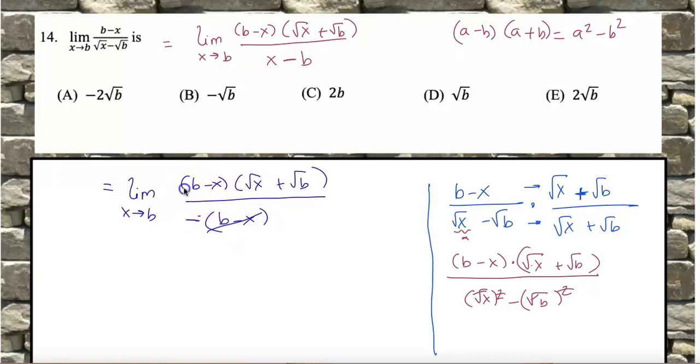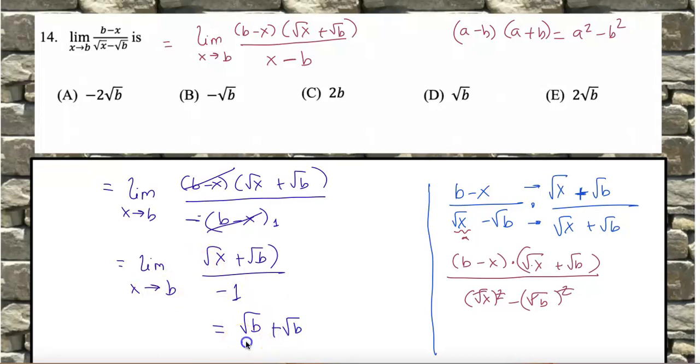So this will be cancelled by this. Do keep in mind we are left with 1 over here. So the next step is limit as x approaches b, radical x plus radical b over negative 1. Let's plug in the value of b. So plug in the value of x. I'm just going fast. This will give me 2 radical b over negative 1. And when you do this, your answer is this over here. So this is the answer for this.